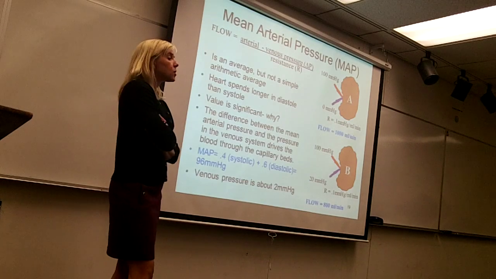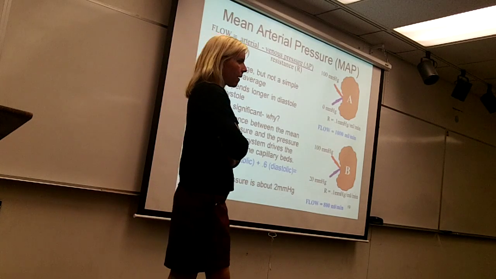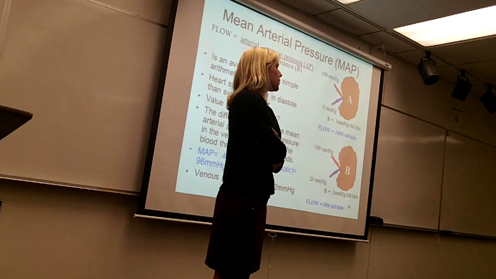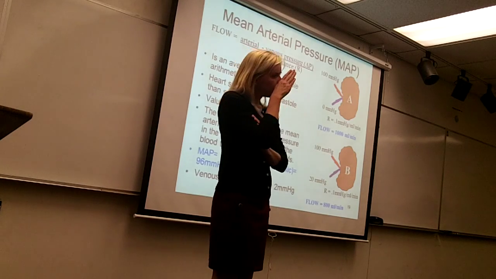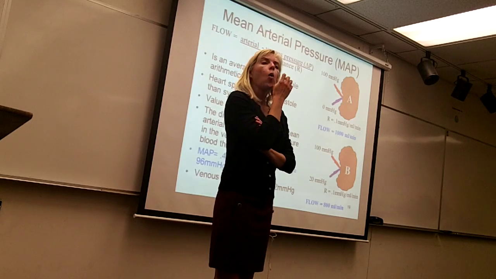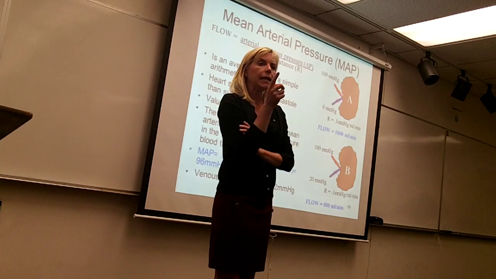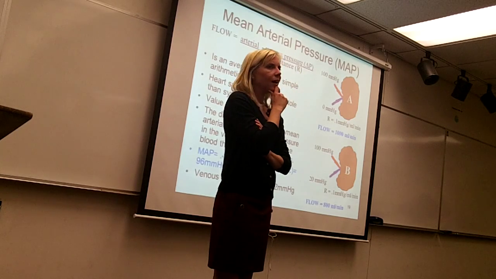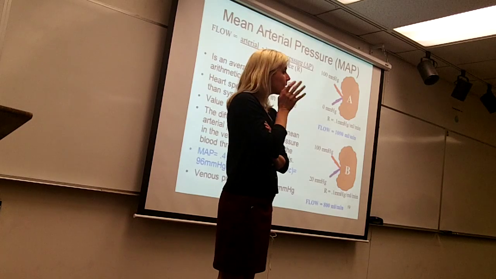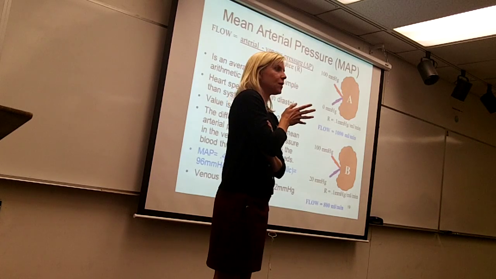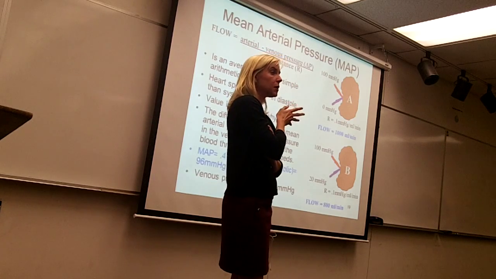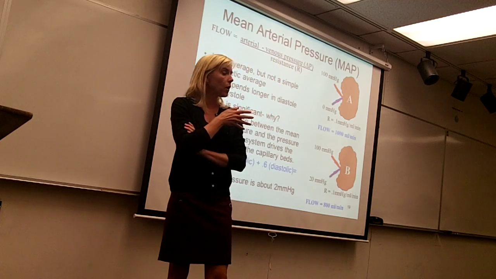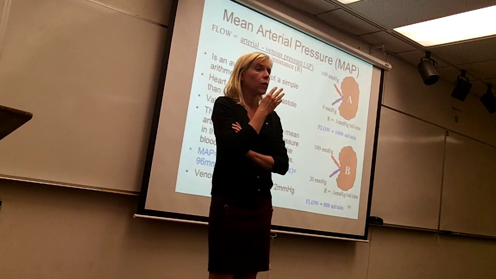Now, most textbooks, what do they do with that? They round it up to 100. And that's where students get sidetracked, thinking 120 plus 80 divided by 2, I get 100. And it's really technically not 100. It's 96 millimeters of mercury, or 96 torr. What happens to the other 4 torr?